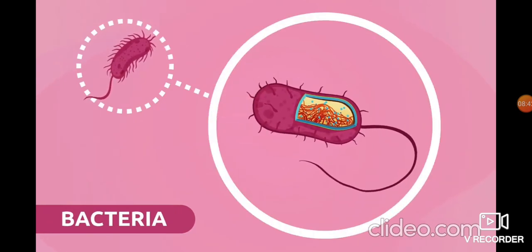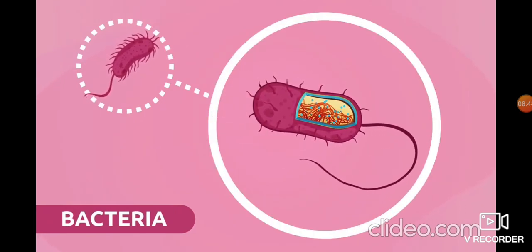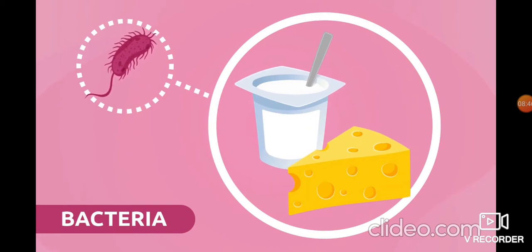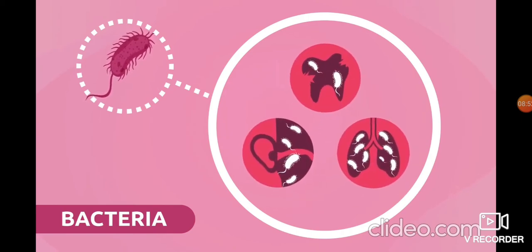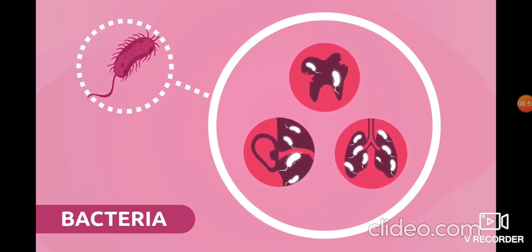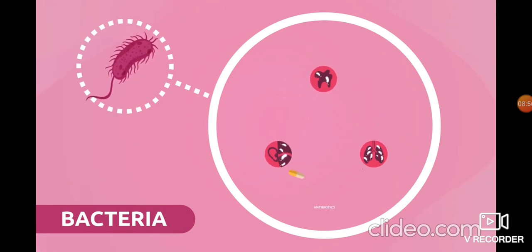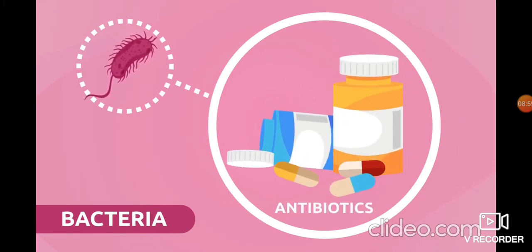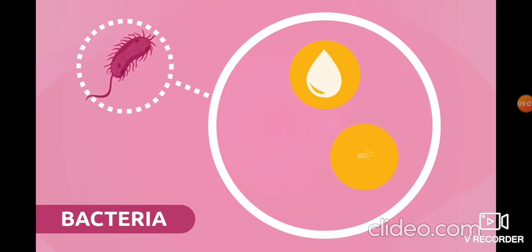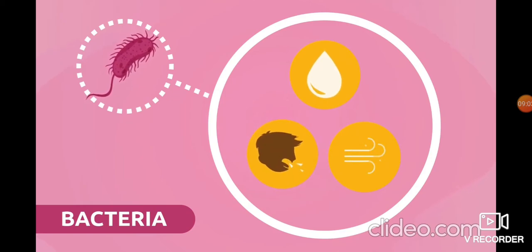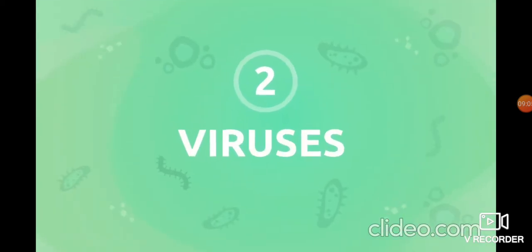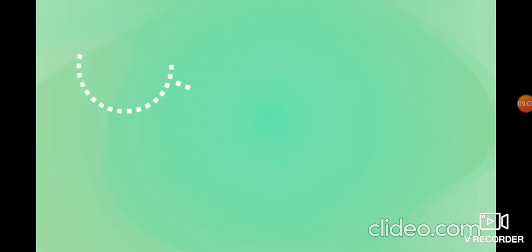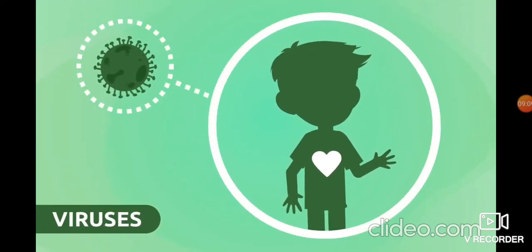First is bacteria. Bacteria can be good or bad. For example, a few bacteria help us in the formation of curd, so they are good. A few help in making antibiotics to cure diseases, so they are good for us. A few are bad, they cause some diseases like typhoid and tuberculosis.